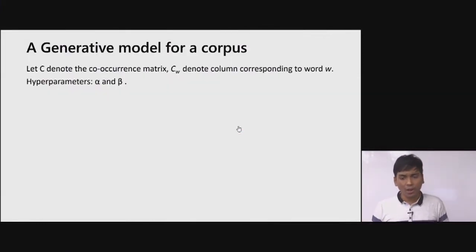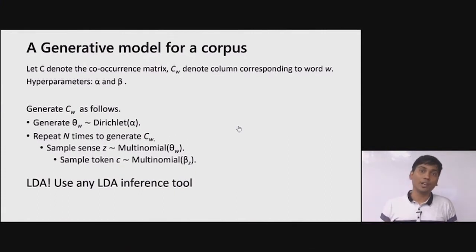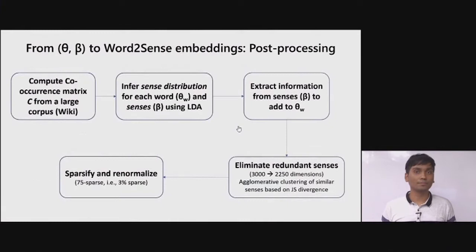So now what I try to do is write the generative model formally with some dedicated prior for the sense pool distribution and the theta distributions. And as many of you might have seen, this is the LDA model, the LDA generative model. So I can use some LDA inference model out there to generate my beta and theta.